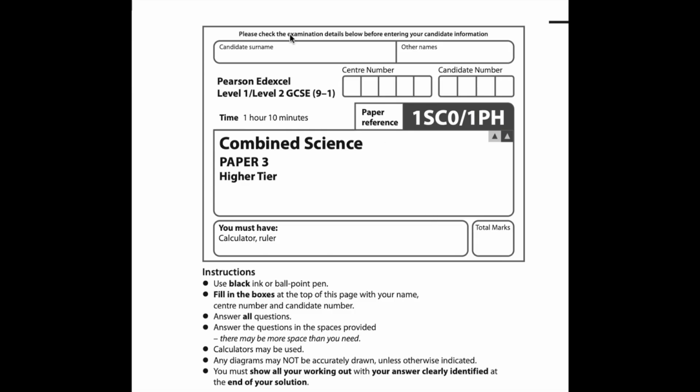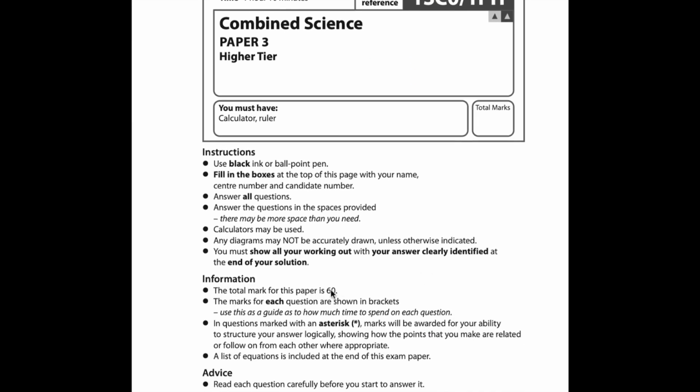Okay, I'm going to go over an Edexcel paper. It's combined science, physics, higher tier, and this is from 2021. It's worth a total of 60 marks.